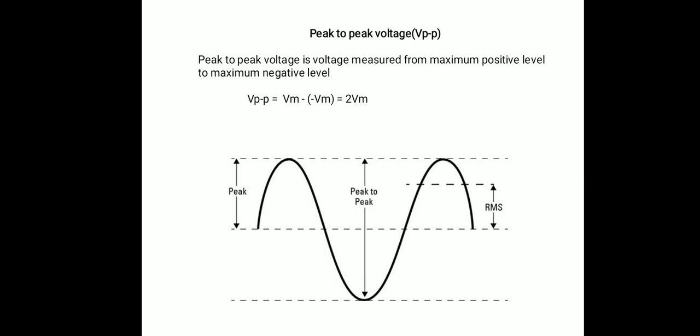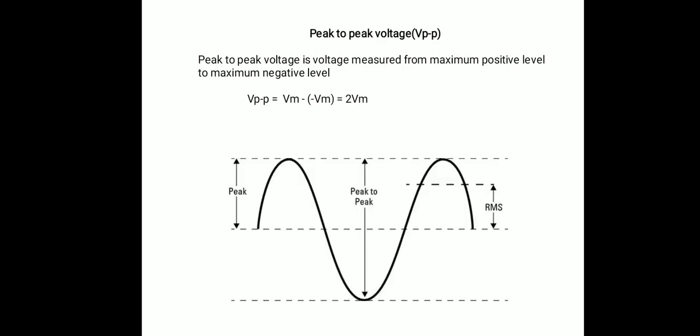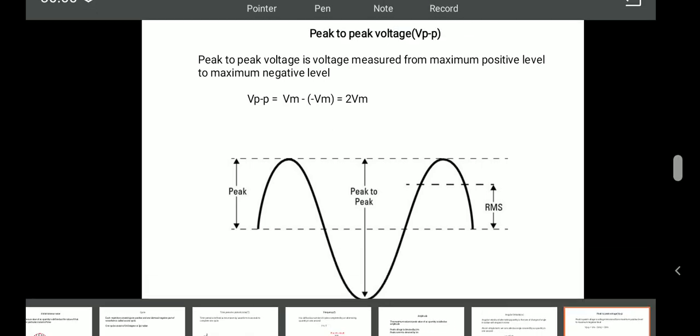Are you getting what peak to peak voltage is? Peak to peak voltage is the voltage measured between the maximum positive level and the maximum negative level, which is shown graphically. So with this we are going to stop here.